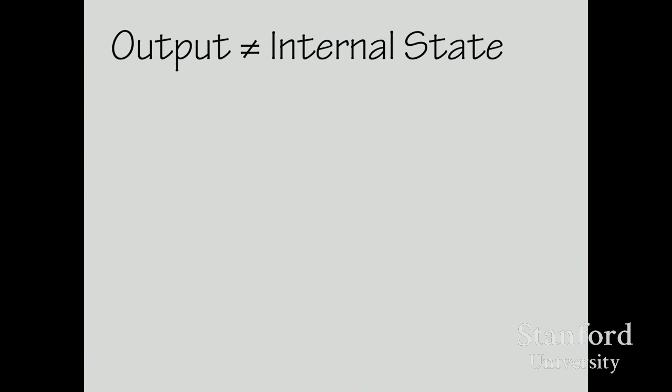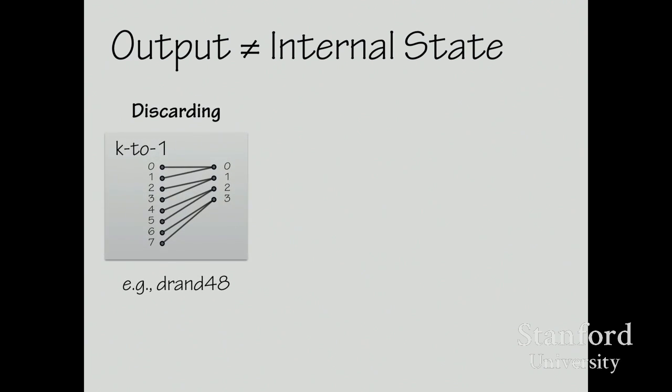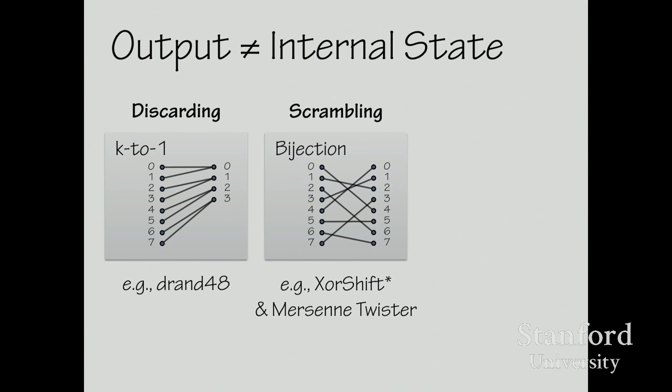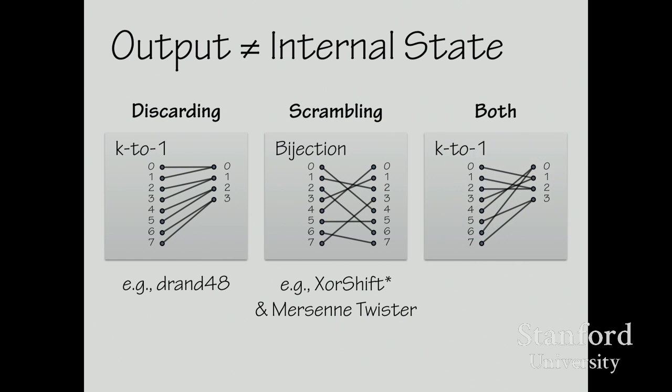And this gives us a useful property about random number generation: what the internal state is and what the output is don't have to be the same. We can tweak the internal state in producing the output. So what we did with DRAM 48 is we had an internal state that was 48 bits. We threw away 16 bits and kept the top 32. But you can also do scrambling. That's what XOR shift star does. And incidentally, that's what the Mersenne Twister also does, although its scrambling doesn't stop it from failing the sniff test. And obviously, you could combine those together to make something that both drops bits and scrambles things.